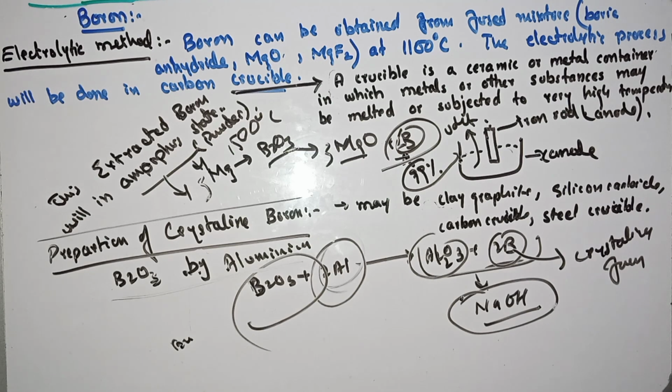I hope all of this is clear. I think this is enough, we should end the topic and end the class. In the next class I will explain the properties of boron and also the uses of boron, that is the physical properties, chemical properties and uses of boron. I hope it will be clear.